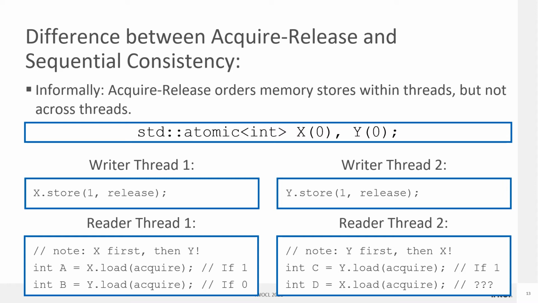The question is, can reader thread number 2 make any inferences about the value for x? And it turns out in this case it can't, because reader thread number 1 and reader thread number 2 can disagree about the modification order. Just because reader thread number 2 saw that the value was stored to y first doesn't necessarily mean that it also saw that the value from x has also occurred.